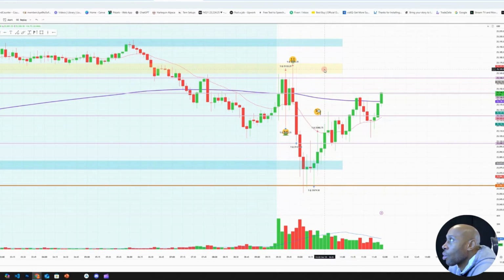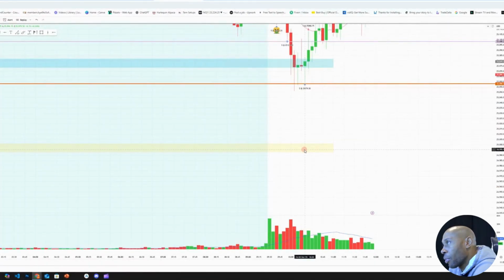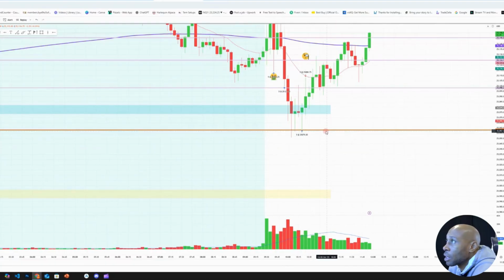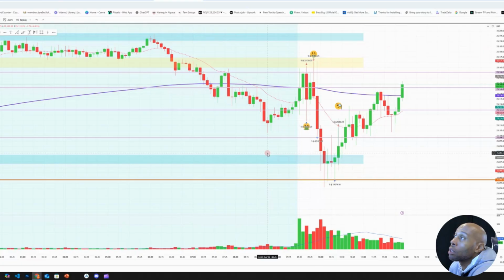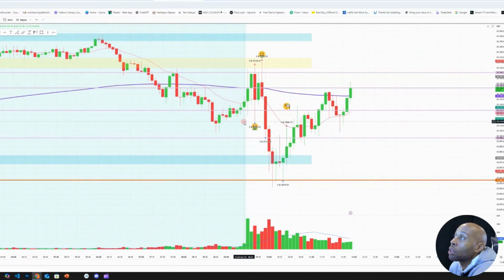This yellow area here, that is a previous day high. And then I have this yellow area at the bottom. That is a previous day's low. And this orange line here is the point of control from the previous day's fixed volume profile. And as you can see, price rejected from this yellow area up top, came down and also rejected from this blue zone, this blue area here, and also this dark orange yellow line.